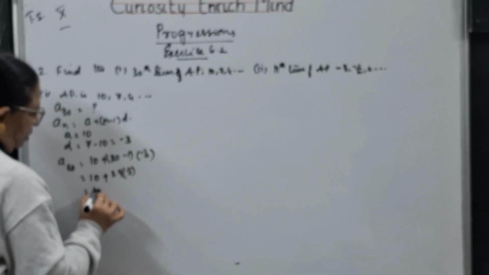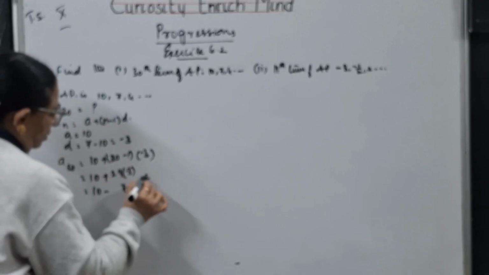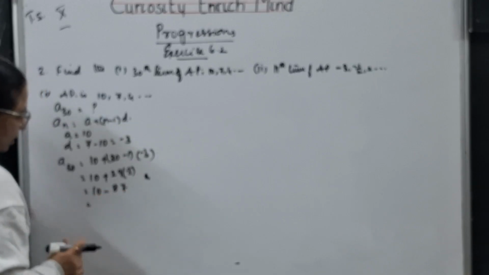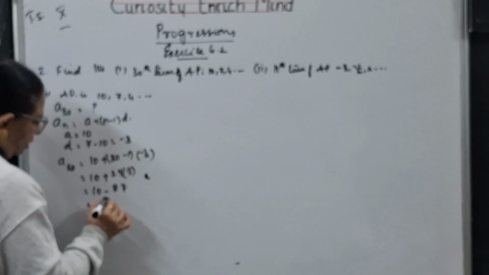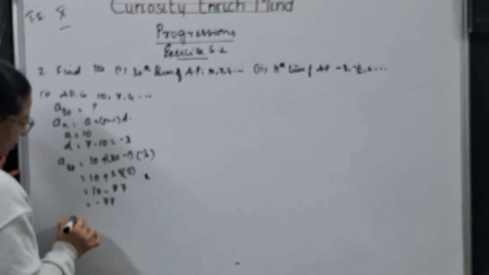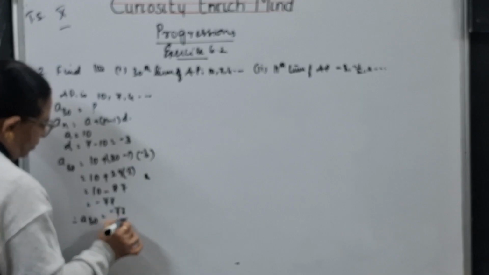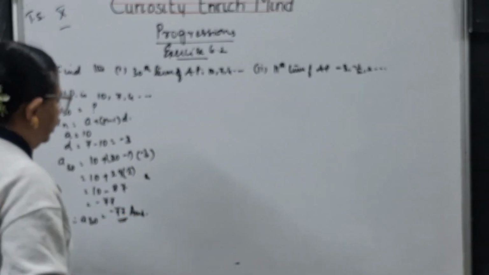That is 10 minus, 3 nines are 27, 3 twos are 6, 7, 8, 87. So 10 minus 87 is minus 77. Therefore, A30 is equal to minus 77 is the answer for the first bit.